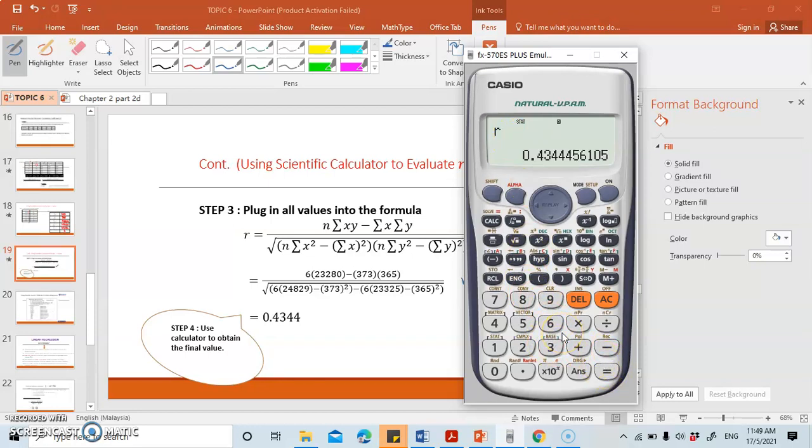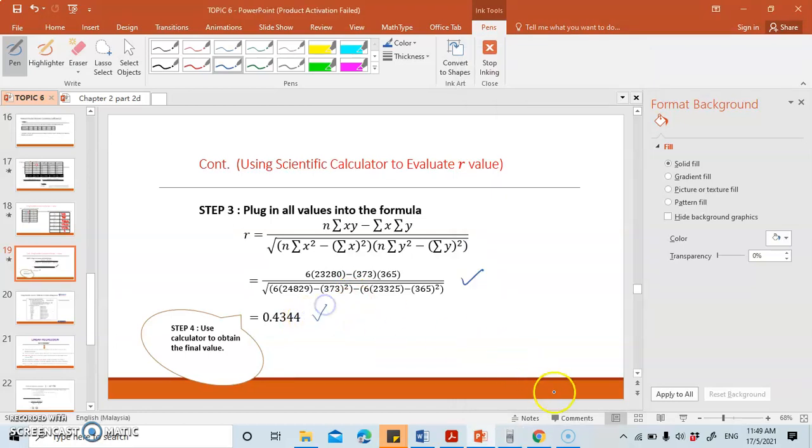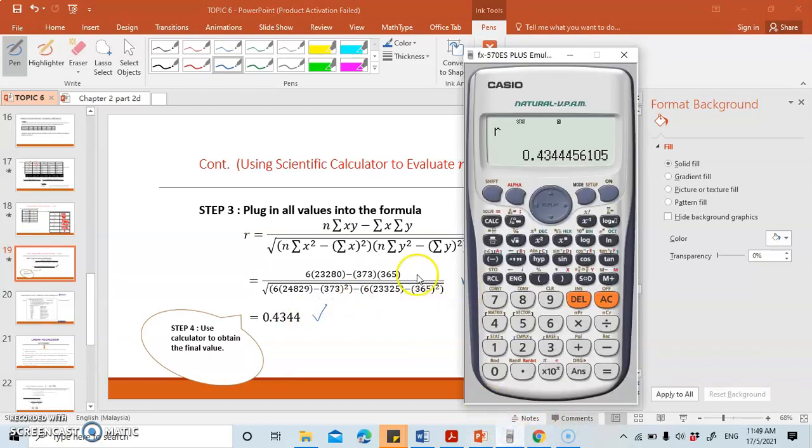This is your R value. You just need to copy this value back into your final answer here. As usual, please take at least 4 decimal places for your final answer, sekurang-kurangnya 4 tempat perpuluhan. So that is how to use the calculator to evaluate the R value.